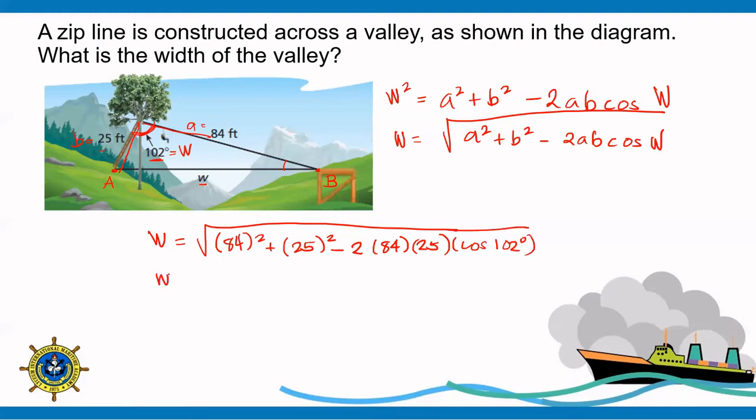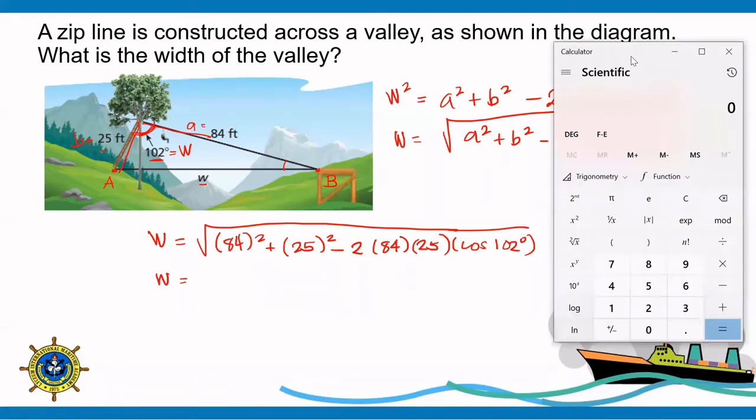Yan. Now, kung i-input po natin to sa calculator, so let me show that to you. Okay, so this is 84 squared plus 25 squared. Press mo na equals. And then minus, open parenthesis. So I have 2 times 84 times 25 times ito, 102. And then go to trigonometry, press cosine. Yan. And then close parenthesis, press equals. And then get the square root.